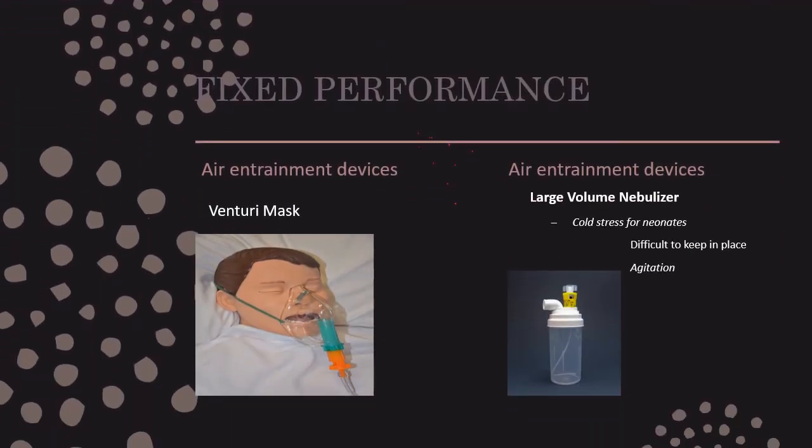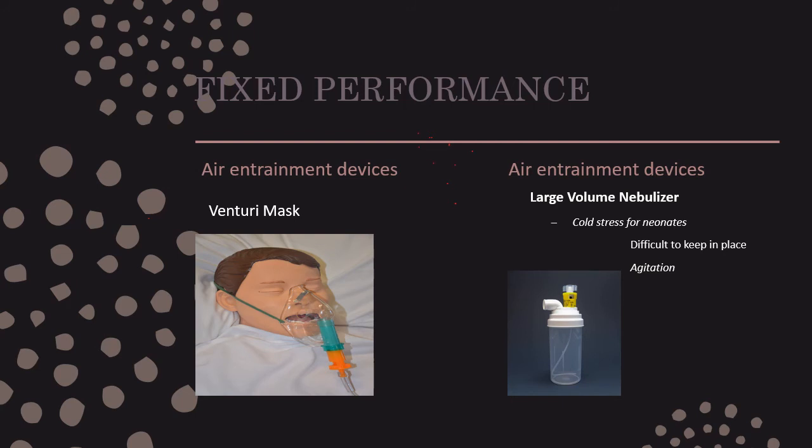First, we'll talk about air entrainment devices. There are two kinds. There is an air entrainment mask, commonly known as a Venturi mask, pictured here, and air entrainment nebulizers, such as a large volume nebulizer.